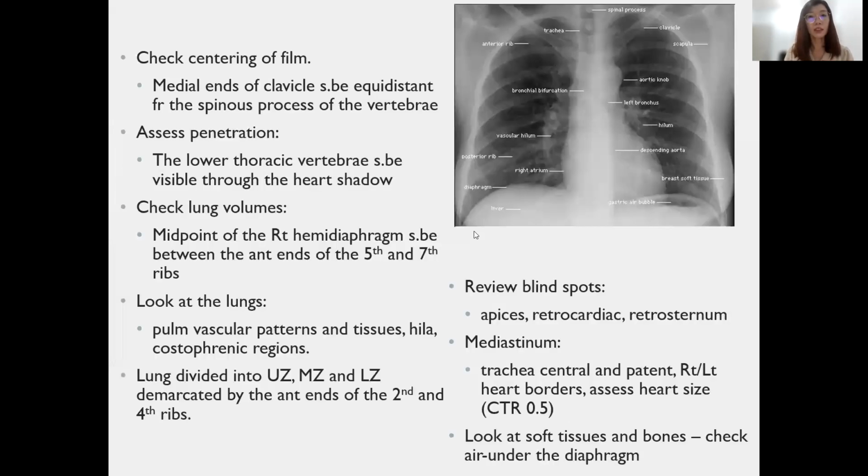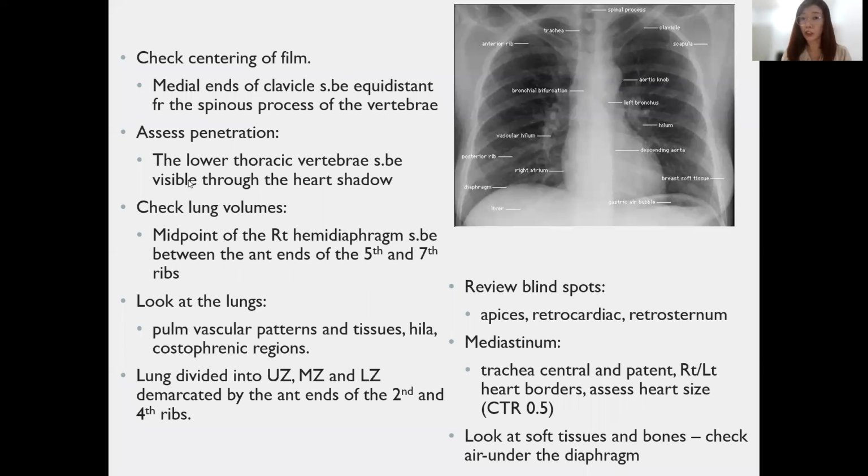Okay. So again, when interpreting the X-ray, first check the centering of the film. How do we check? First, identify the spinous process of the vertebra. The distance between the medial end of the clavicle and the spinous process should be symmetrical on both sides. If either one is lesser, there will be rotation. Okay, so this is the first point.